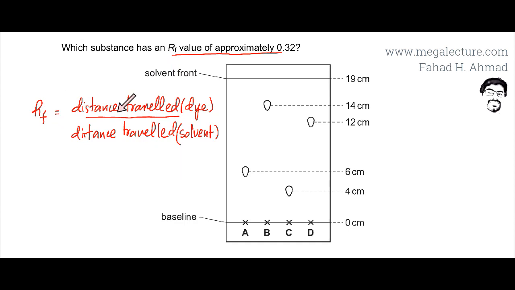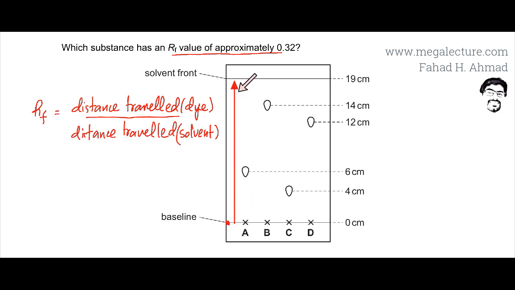RF value is the distance traveled by the dye divided by the distance traveled by the solvent. Now the distance traveled by the solvent is measured from the starting line or baseline. So this over here would be the distance traveled by the solvent. It travels from the starting line all the way up to the solvent front.